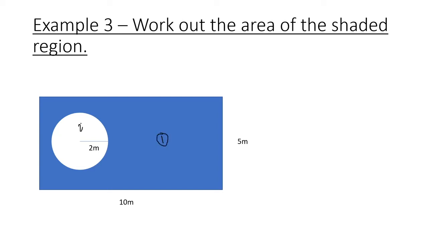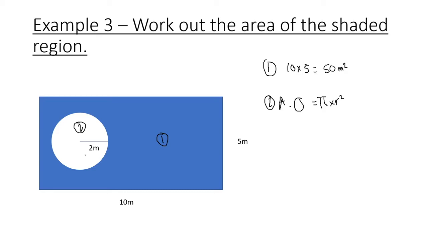So the same thing, we're going to label our shapes, shape 1 and shape 2, and then find our areas separately. So area of shape 1 is a rectangle. So we're going to be doing 10 times by 5, which gives us an answer of 50 meters squared. And then shape 2 is the area of a circle, so we're not dealing with semicircles anymore at the moment, so it would be pi times by radius squared.